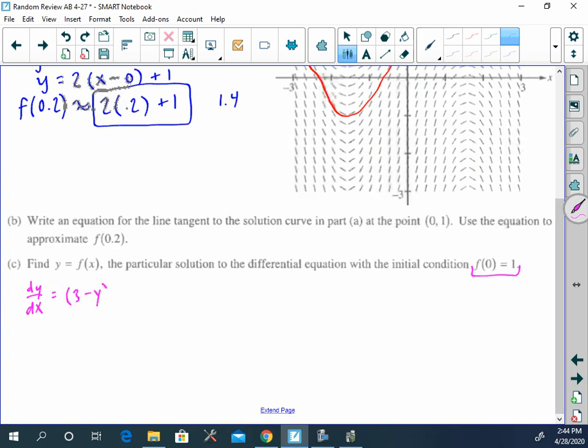And this is where we're trying to get our x's with our dx and our y's with our dy. So typically I'll multiply the dx over first. I want to keep the cosine of x with the dx. And then I want to get this to the other side, so I'm going to divide by the 3 minus y. So what I end up with is 1 over 3 minus y dy equals the cosine of x dx.